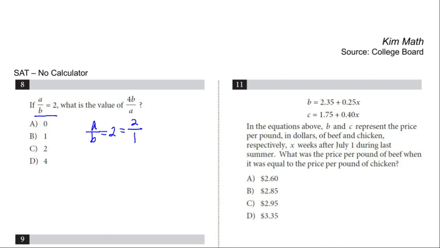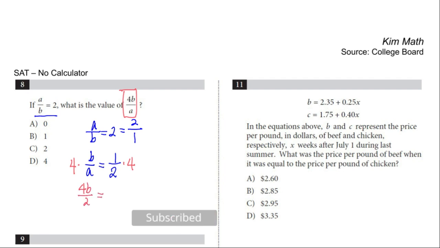If you switch the numerator and denominator, then you have B over A must be the same as 1 over 2, right? And to get 4B over A, we must multiply by 4 here, and we must multiply the 4 to the right side also. So left side, you have 4B over A, right side, 4 over 2, which is 2. Good, answer is here.